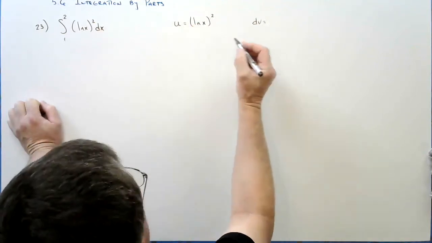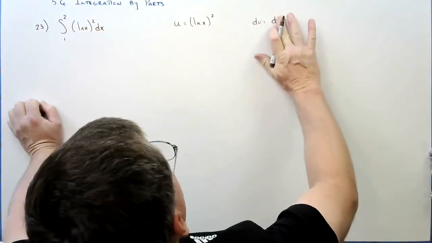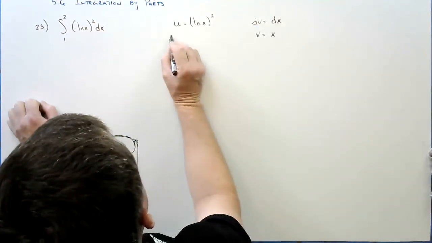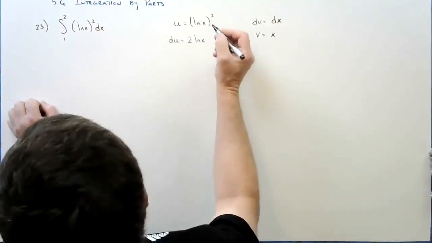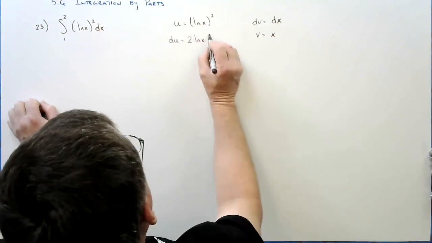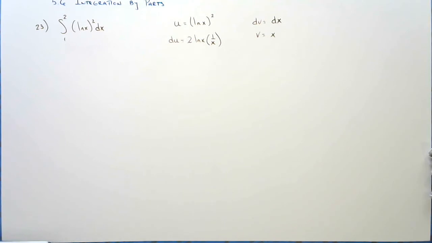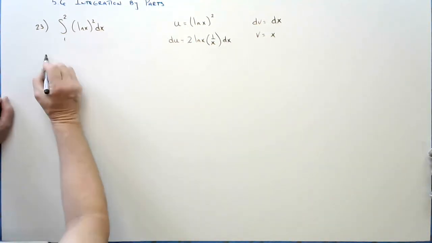Now it's going to be a chain rule problem. dv is going to be dx. I don't know why I wrote that. And which means v is just going to be x. Now du is going to take a little bit of work. We're going to bring down the 2 using the chain rule, natural log of x to the first, times the derivative of what's inside. That's going to be 1 over x, times dx. There's no reason to panic about it. We'll just do it and see what's going to happen.